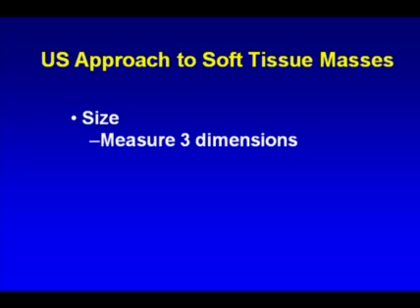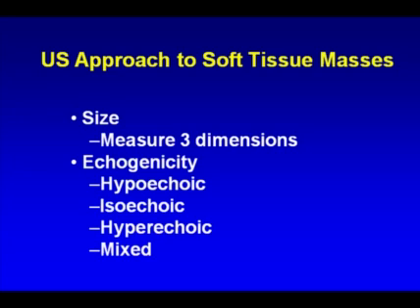You also then want to measure the size of the lesion in 3 dimensions, and you want to characterize its echogenicity. Is it hypoechoic, isoechoic, hyperechoic, or mixed? And usually these terms are relative, so one needs to have a standard of reference, and usually we use muscle as the standard of reference when we're characterizing the echogenicity of a mass.